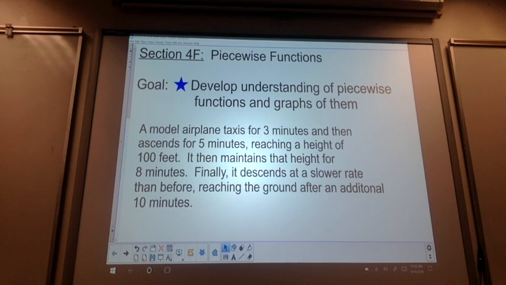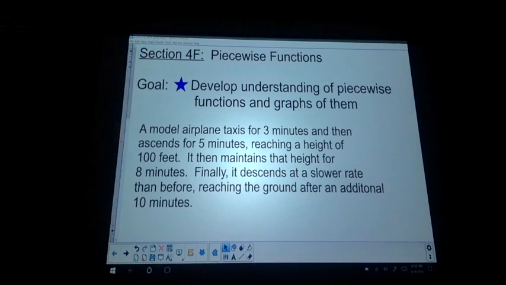All right. We're going to develop an understanding of piecewise functions. You want to know what a piecewise function is? It's just a whole bunch of graphs on the same grid, and it makes it a function because the graphs start and stop. Sound okay so far?